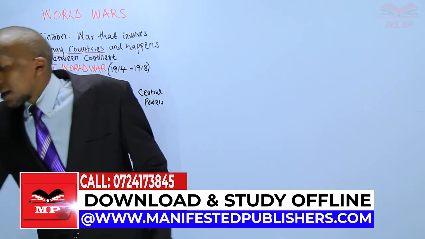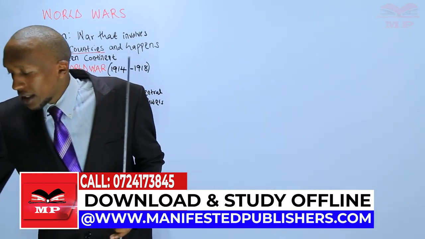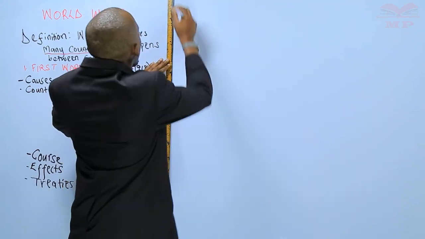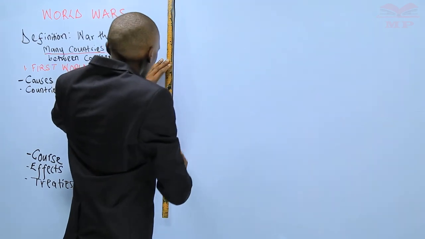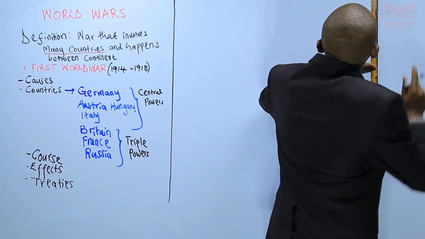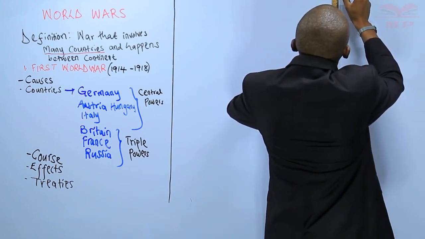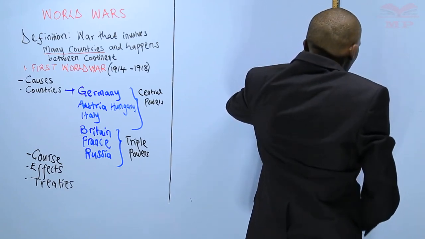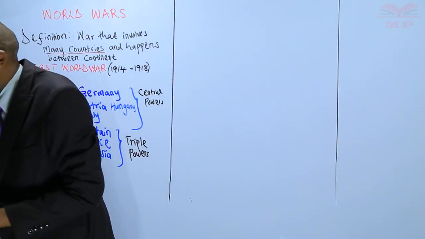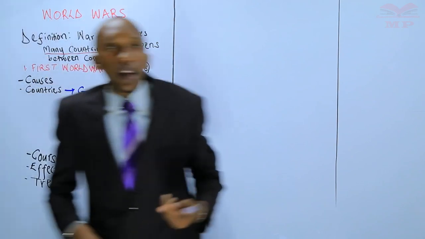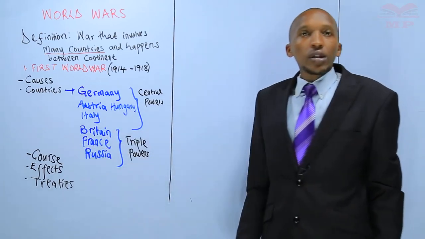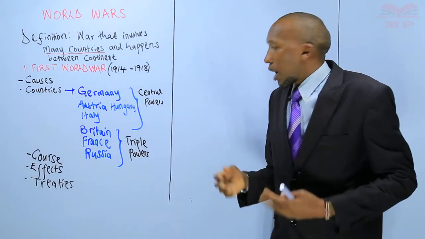Okay, so my dear learner, I want us to look at the next thing that we are going to look at in our unit, in this topic of world wars. So, my learner, I want you to note this, that when this war was taking place, there were a lot of things that were happening around.